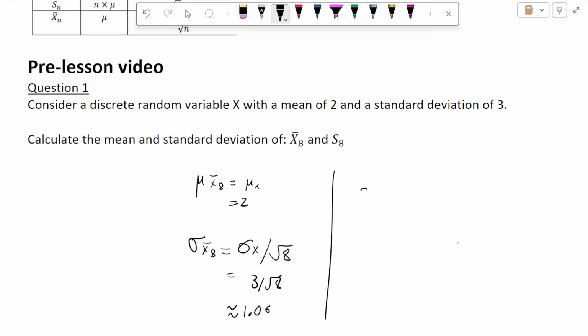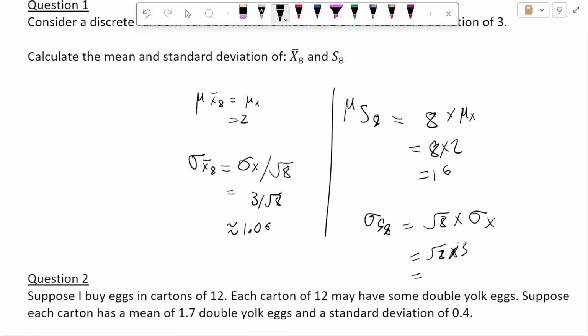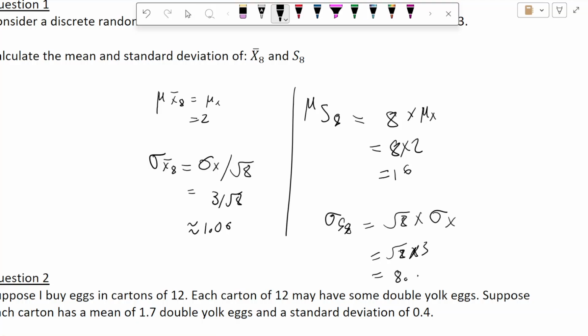You might notice the mean is the same and the standard deviation is less. Okay, for S8, the mean is going to get bigger. So this is 8 times the old mean, so this is 8 times 2, which is 16. And so that was the mean of S8. For the standard deviation of S8, this is root 8 times the old standard deviation. This is root 8 times 3, and we can work out what that is. So root 8 times 3, 8.49, approximately.